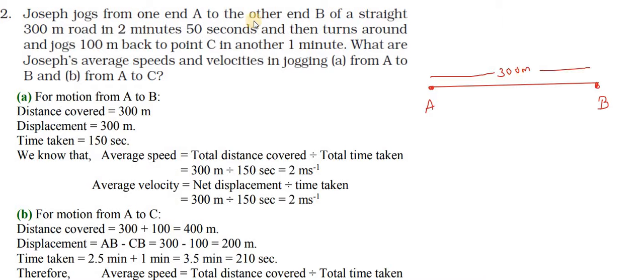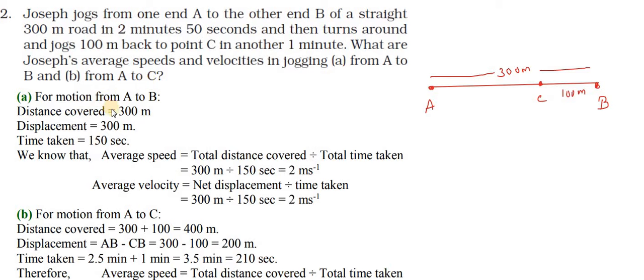So what is the question? Joseph jogs from one end A to the other end B of a straight line of 300 meters on a road in 2 minutes 50 seconds, and then returns, jogging 100 meters back to the point C. So from B he comes back to the point C. This 100 meters he comes back. What are Joseph's average speed and velocity in jogging from A to B and from A to C?